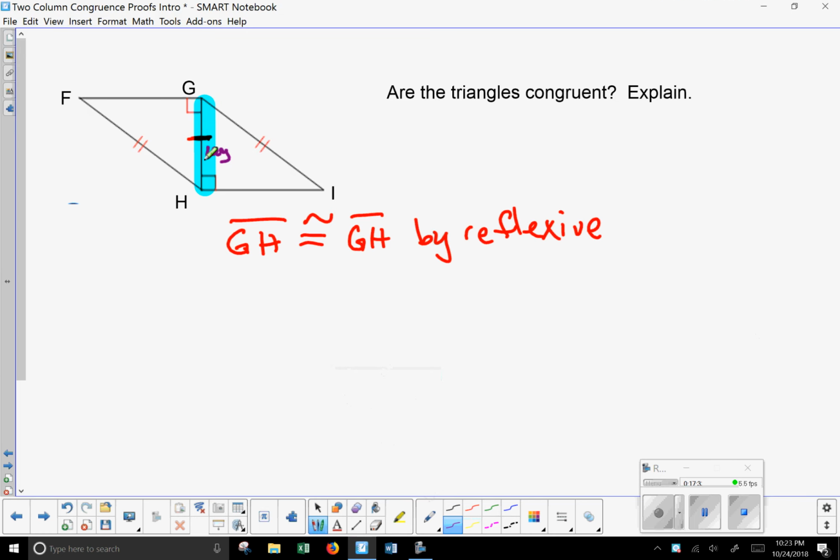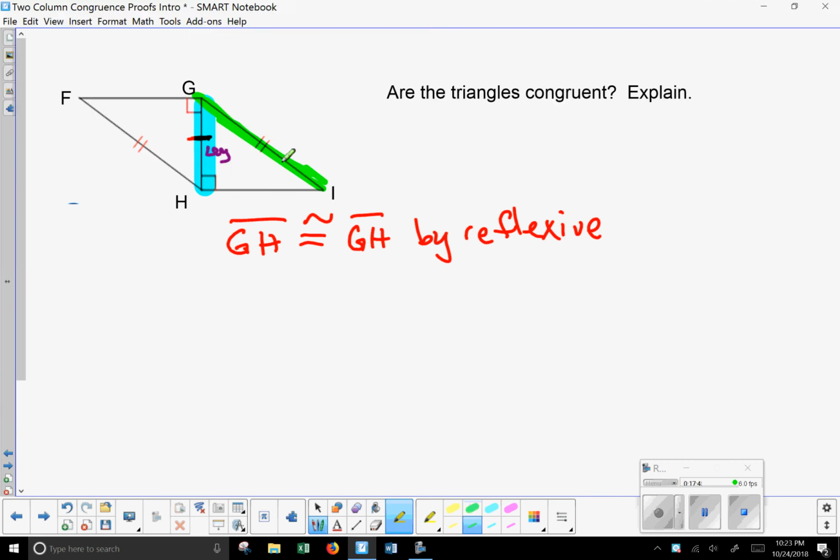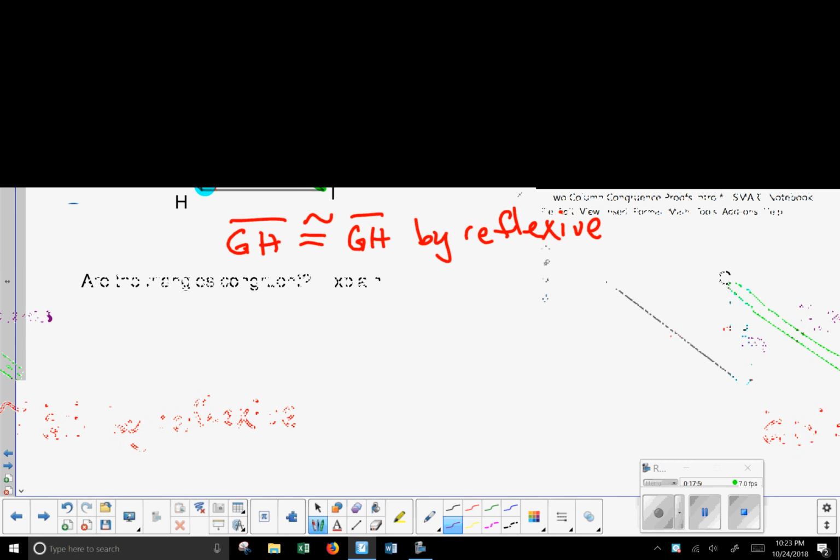Okay, well, what is the other side that is marked congruent? What do we call this side over here that is marked congruent? Is that a leg? Does it touch the right angle? Doesn't look to me like it touches the right angle. It looks to me like it's across from the right angle. So what do we call that piece? We call it a hypotenuse. Right?